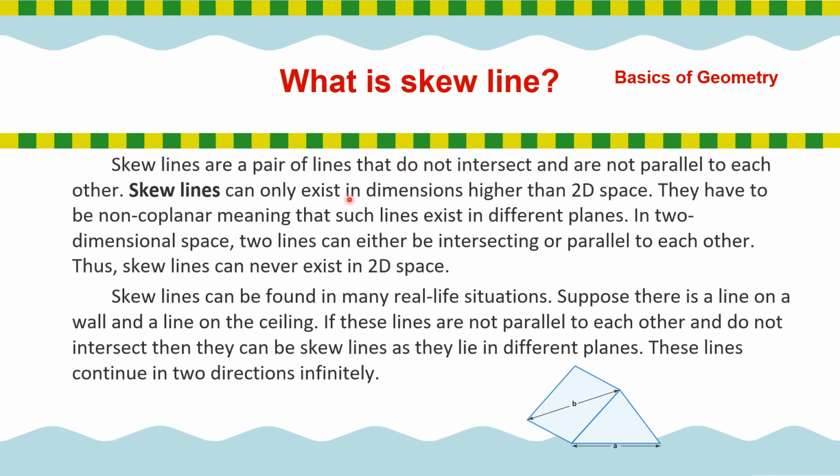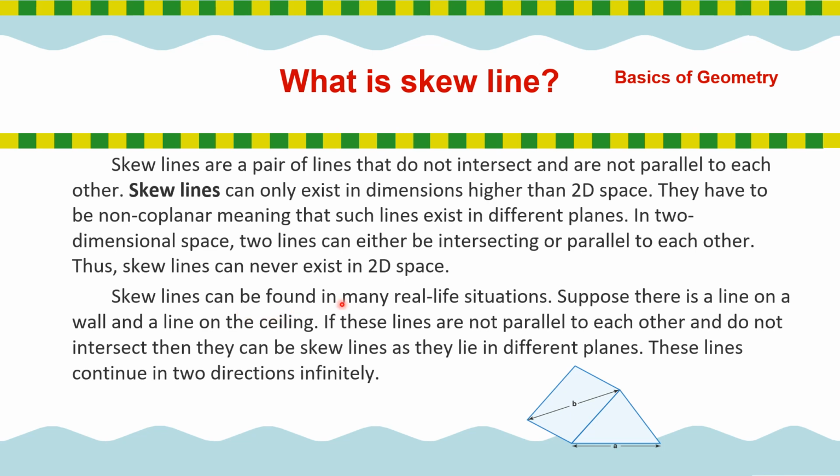Now what is a skew lines? Skew lines are a pair of lines that do not intersect and are not parallel to each other. Skew lines can only exist in dimensions higher than 2D space. So they have to be non-coplanar, meaning that such lines exist in different planes. In two-dimensional space, two lines can either be intersecting or parallel to each other. The skew lines can never exist in 2D space.